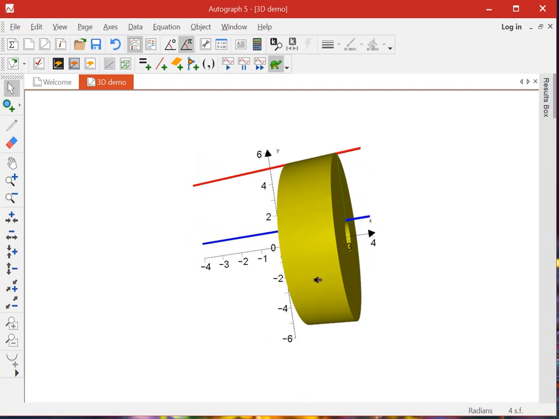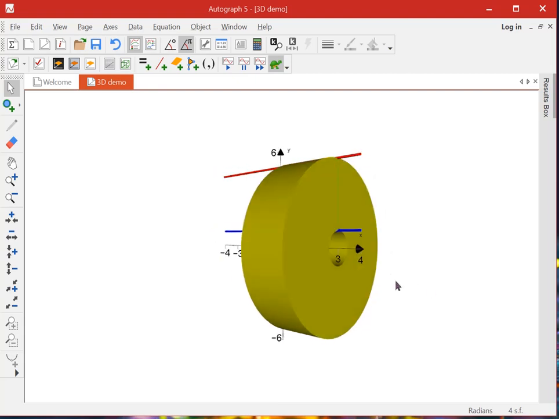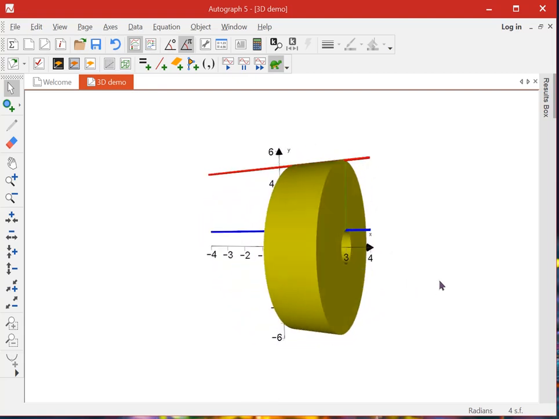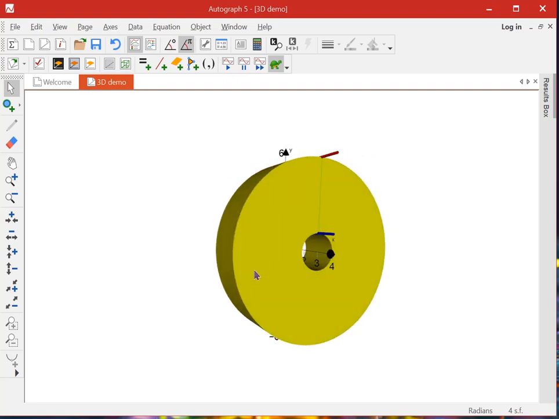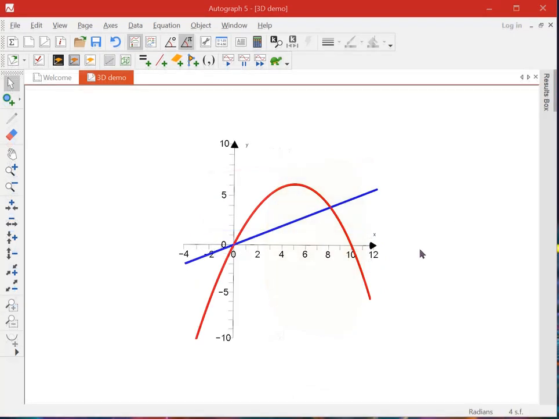Now, how could I find the volume of this particular washer, which is basically a cylinder with a hole in it, a hollow cylinder? Well, if you said that you would find the volume of the larger, outermost cylinder, and then subtract the volume of the hollow cylinder, you would be correct. So let's take a look at this situation.